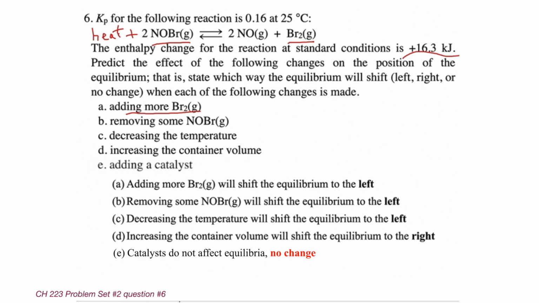There's always an initial time that it takes for the equilibrium to get set up. Catalysts will make that time a lot less, but it won't affect the equilibria. You won't have more product or more reactant, anything like that. So adding a catalyst does not affect the equilibrium.